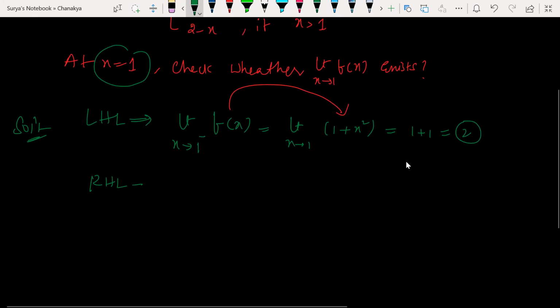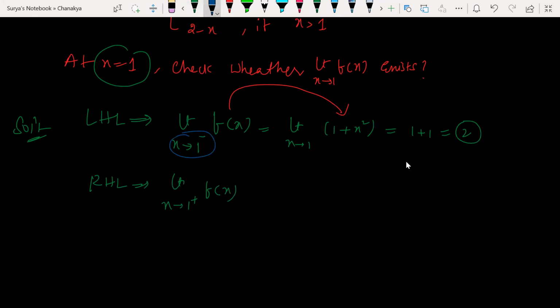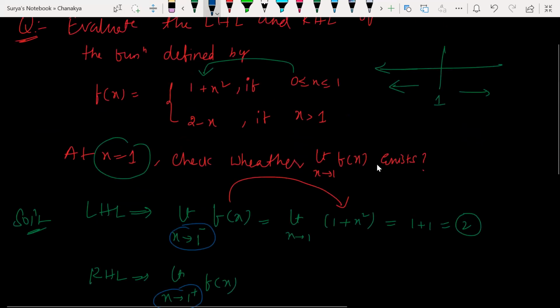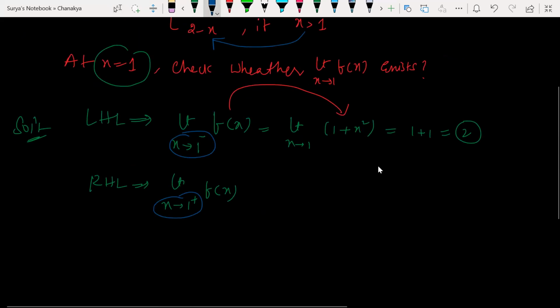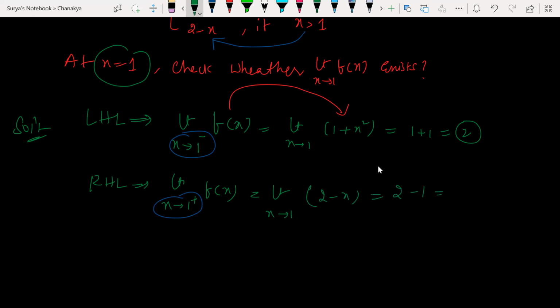How can I find RHL now? For finding RHL, the limit as x tends to 1 plus of f of x. 1 minus means less than 1, and 1 plus means greater than 1. Right hand side values of 1 will be greater than 1. So what is the function? 2 minus x. So 2 minus 1 gives me 1. So this is my LHL, this is my RHL now.